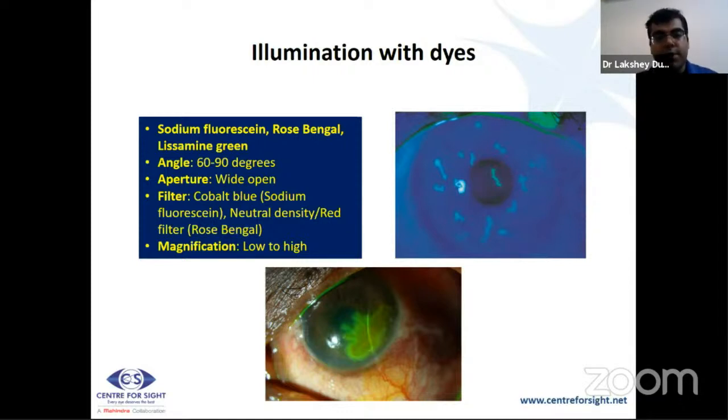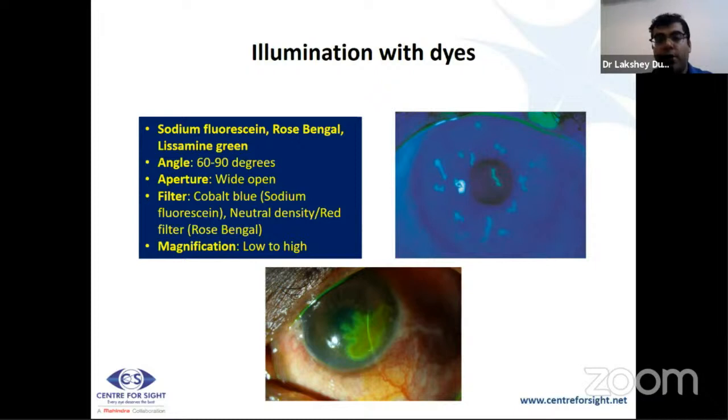For fluorescein, it is mostly useful for seeing epithelial defects, demarcating the epithelial defects. It also highlights filaments as seen in this image. The lower image shows double staining of a herpetic ulcer, in which the bed is stained with rose bengal stain and the edges with the fluorescein.